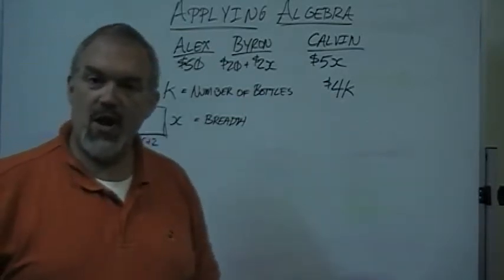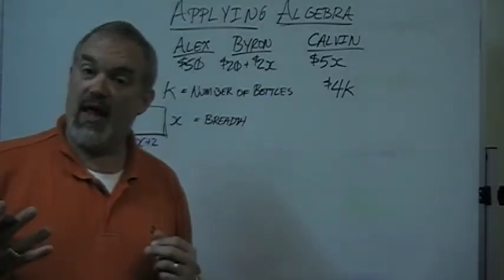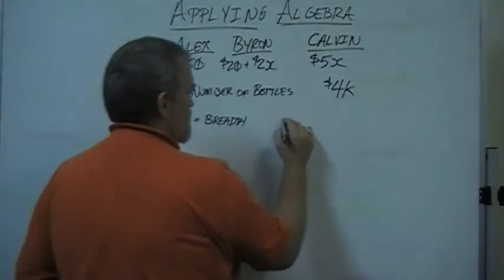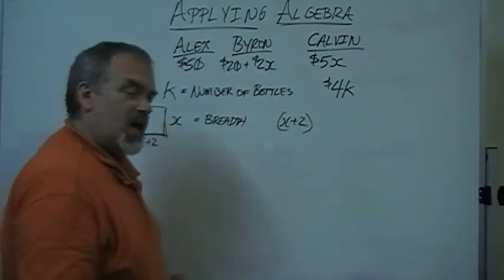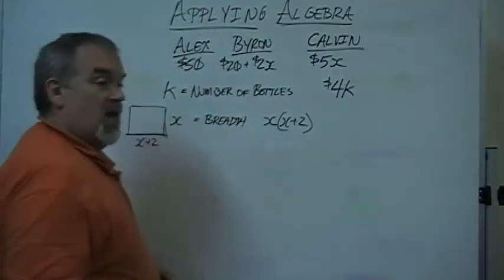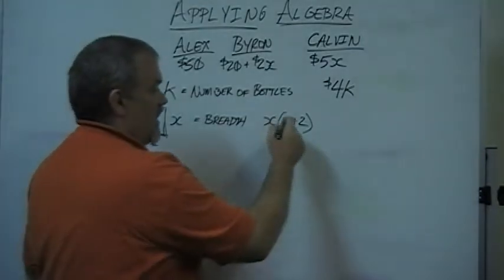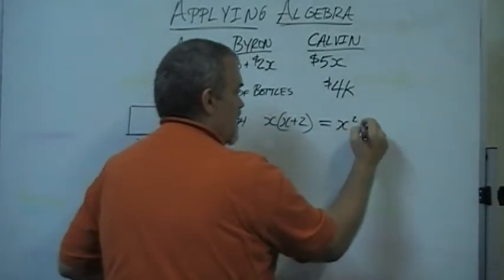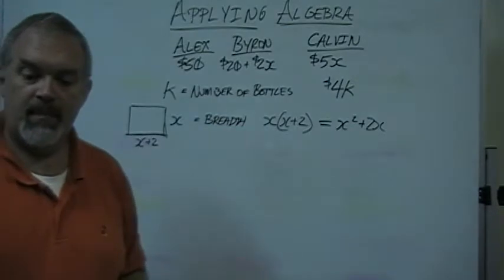Now what if I wanted to know the area of my rectangle? Well, we know the area of a rectangle is the length times the breadth. So we take the length, which is X plus 2, and we multiply it by the breadth, which is X, so X times X plus 2. And as you know, if we wanted to expand that, we could. We'd multiply the X by both of those items, and we get X squared plus 2X. And that would be our area.